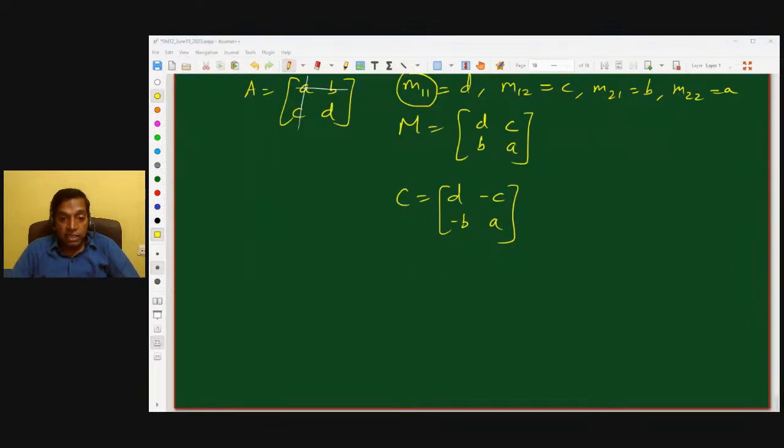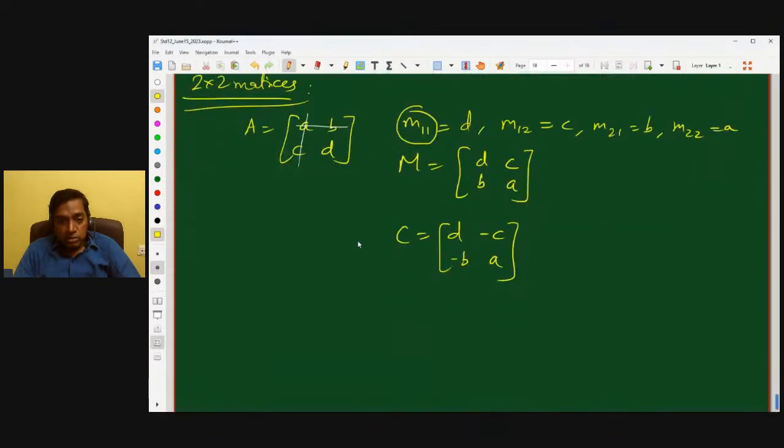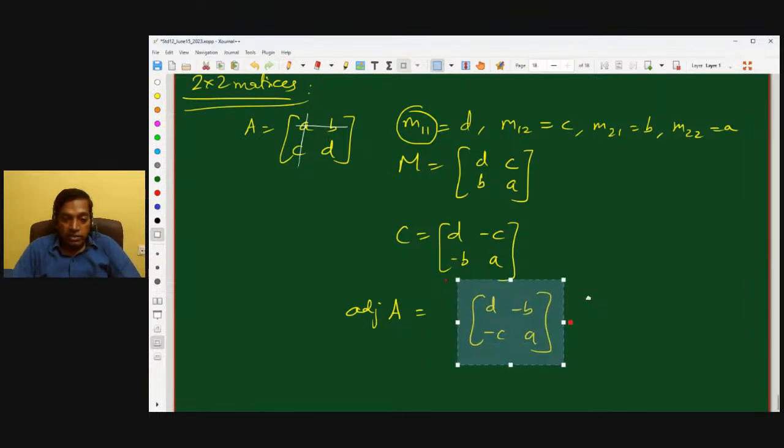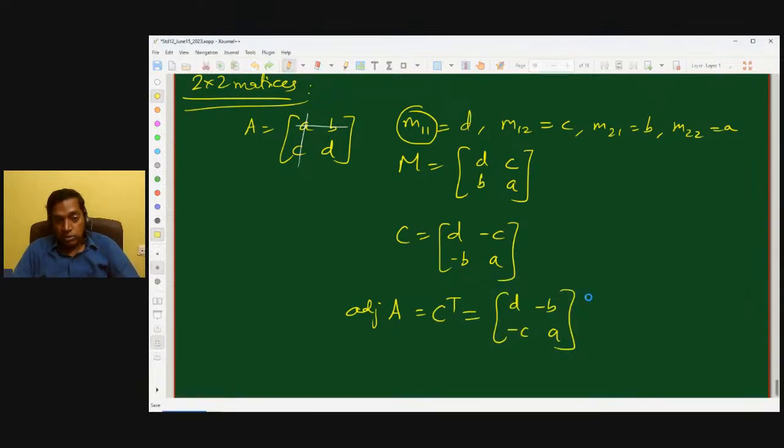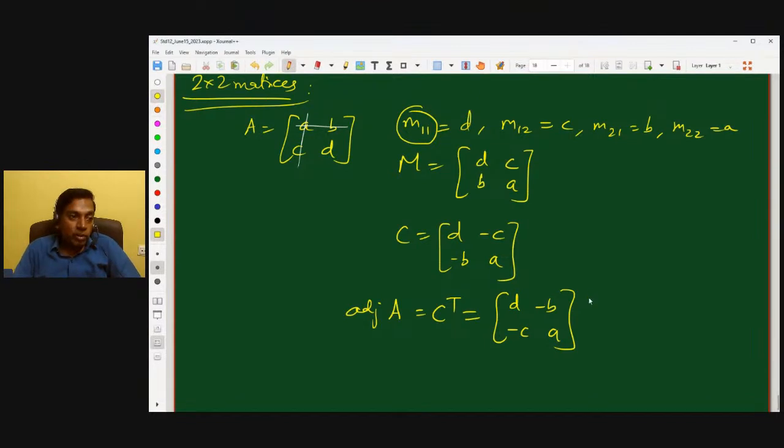And finally, adjoint is transpose of cofactor. Adjoint A is D, minus B, minus C, A. Okay, so a 2 by 2 matrix is very easy. You can directly see the transpose. Many people directly go to the cofactor.